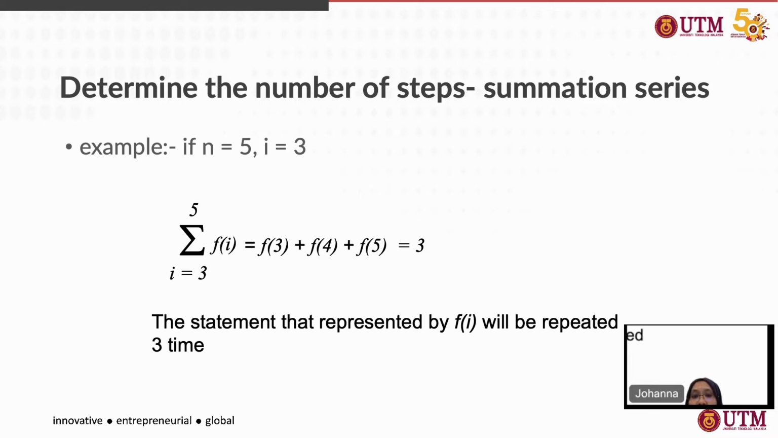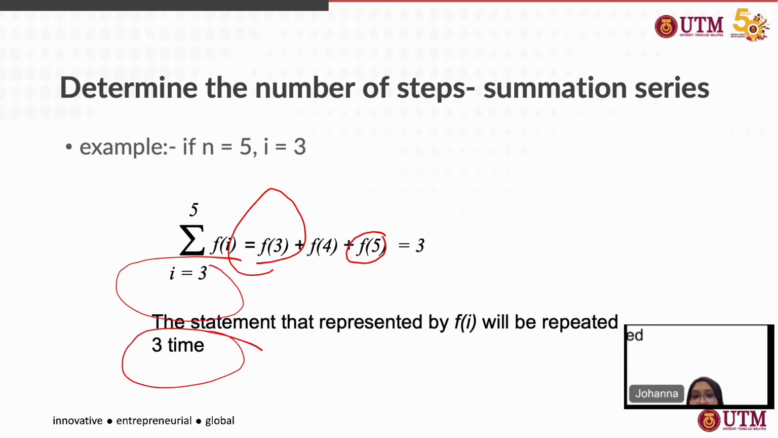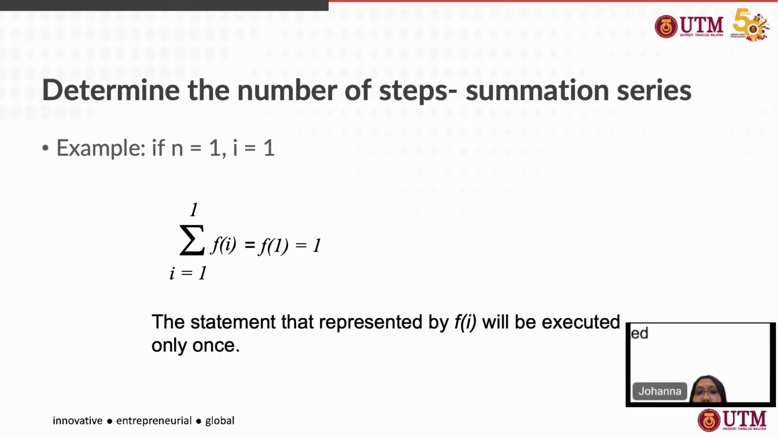For the second example, before this, i was equal to 1, but now i is equal to 3, while the summation still goes up to element number 5. So we have f(3), f(4), f(5). The total number of repetitions is 3 times. For this one, it starts from i equal to 1 but only one time, so we have 1, meaning that it will be executed only once.